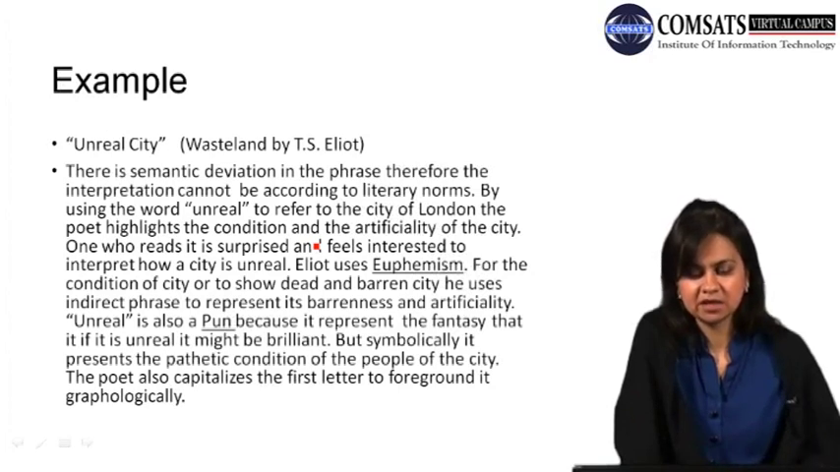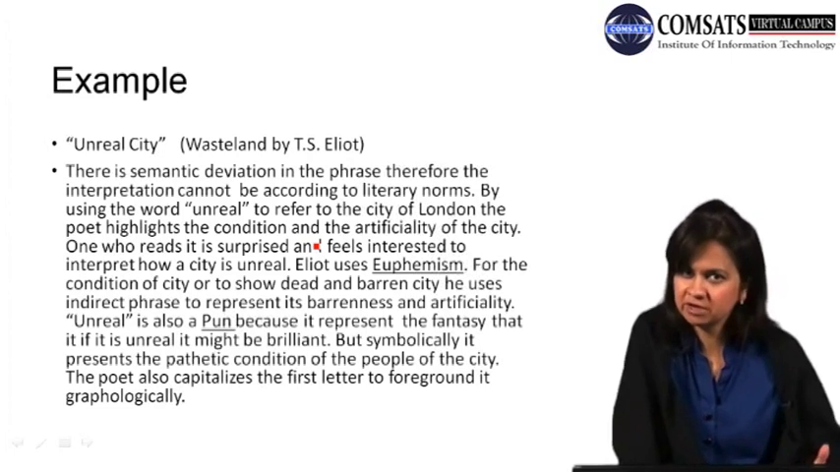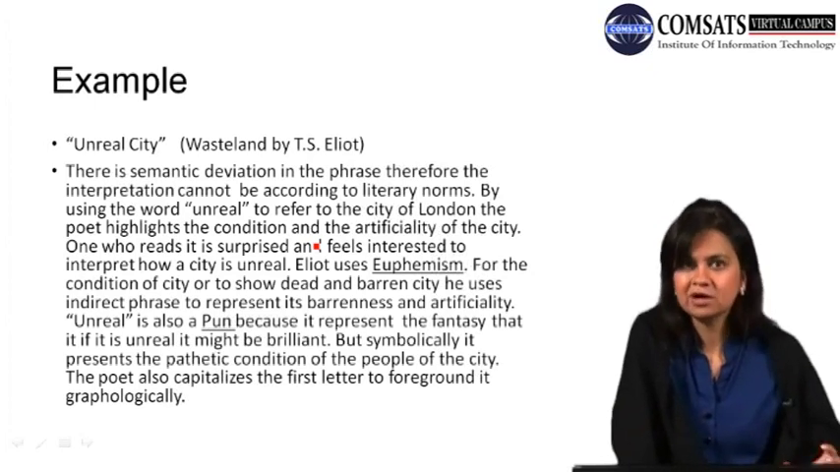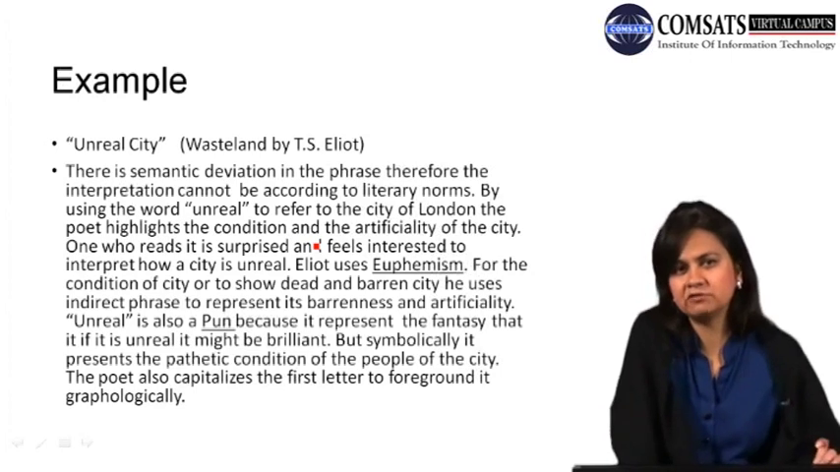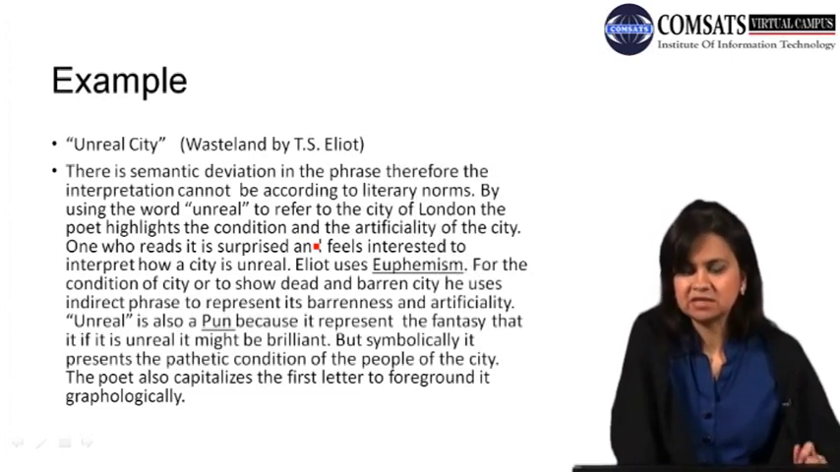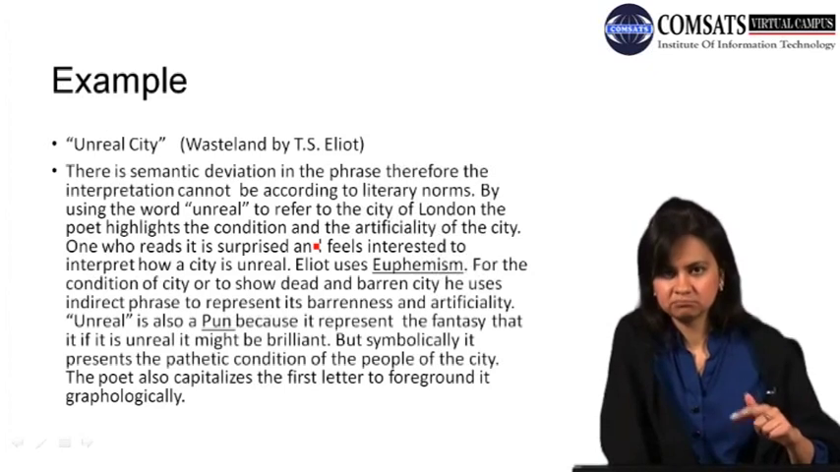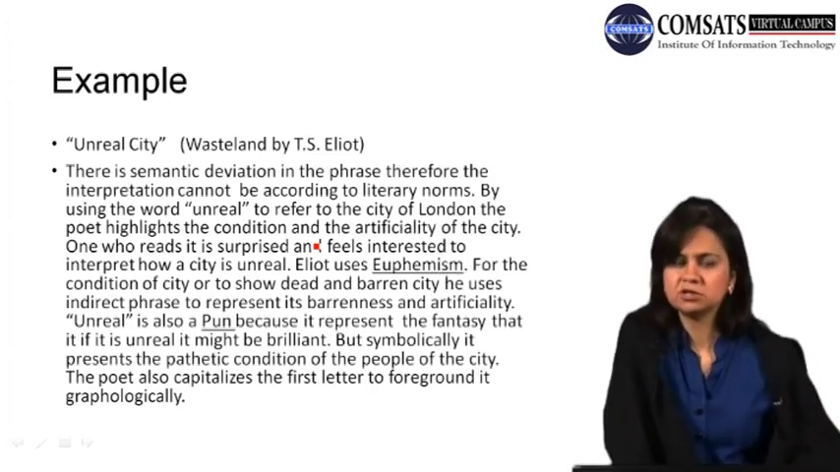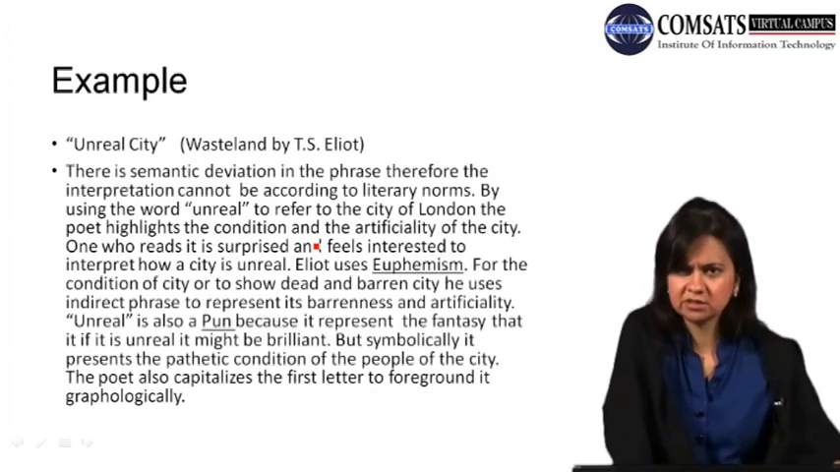So a reader who reads it is surprised and feels interested to interpret how a city can be unreal. Now the word unreal has the connotations of fantasy and dream and perfection. The city makes us escape the responsibility that would lie on the shoulders of the people who make the city unreal. So look how this small expression, unreal city, is packed with meanings which are achieved through deviation. That is the interpretation on the semantic level. We highlighted the semantic deviation in the form of euphemism and pun: people replaced with city, and unreal as a pun if taken as fantasy. Now look at it graphologically as well.